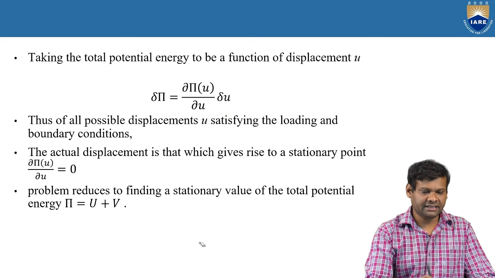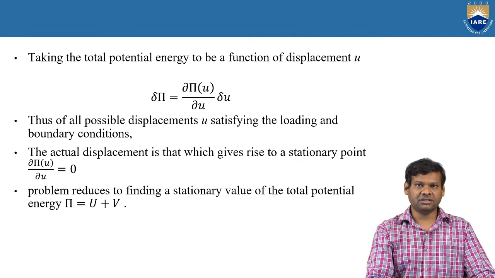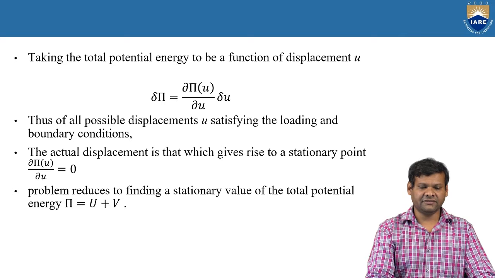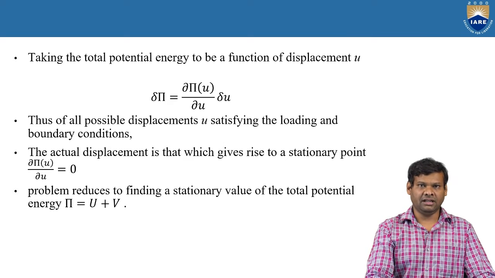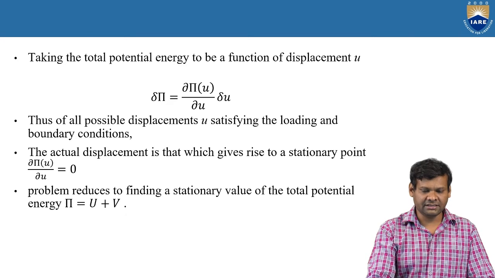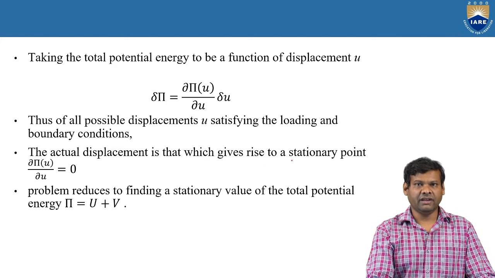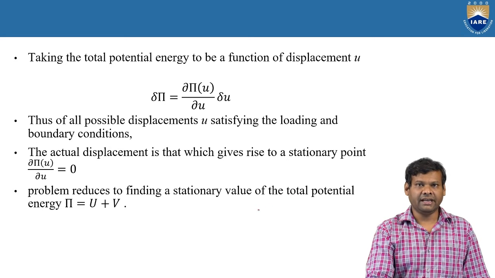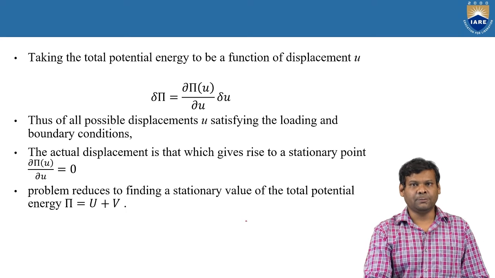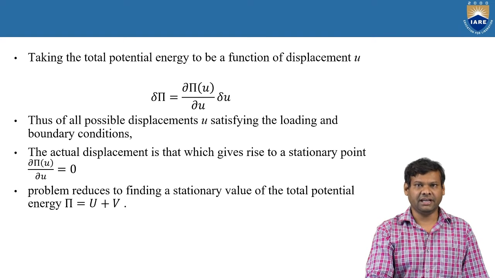And thus, this holds for all possible displacements u satisfying the loading and boundary conditions. That is one of the most important things: it should satisfy the loading condition and the boundary condition. One cannot deny the boundary conditions of a system. The actual displacement is the one which gives rise to a stationary potential. When we have the actual displacement, dou pi of u by dou u equals 0. The problem reduces to finding the stationary value, either the maxima or minima of the system.